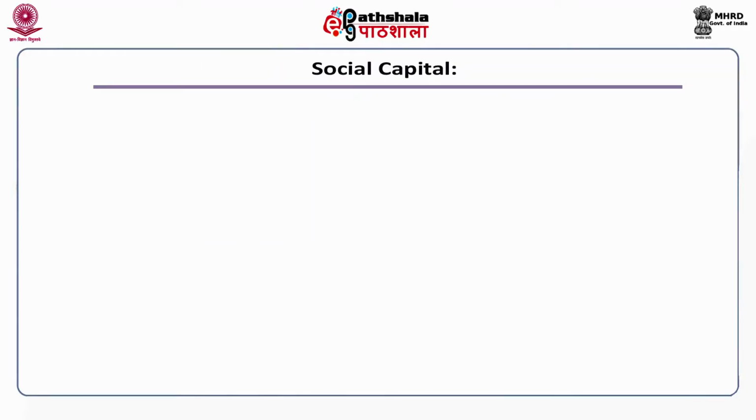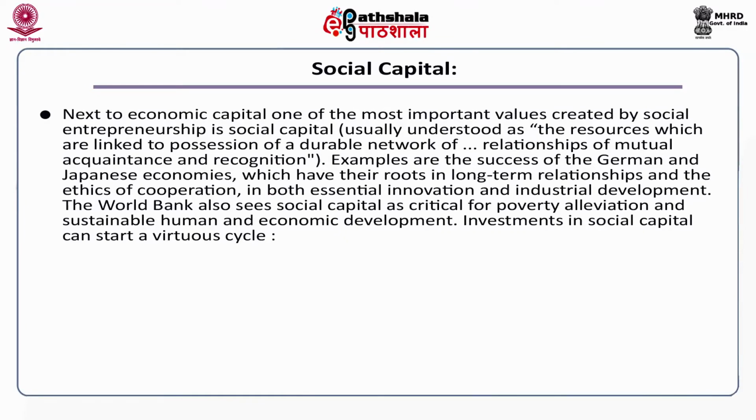The third is social capital. Next to economic capital, one of the most important values created by social entrepreneurship is social capital, usually understood as the resources which are linked to possession of a durable network of relationships, of mutual acquaintances and recognitions. Examples are the success of the German and Japanese economies, which have their roots in long-term relationships and the ethics of cooperation in both essential innovation and industrial development. The World Bank also sees social capital as critical for poverty alleviation and sustainable human and economic development.